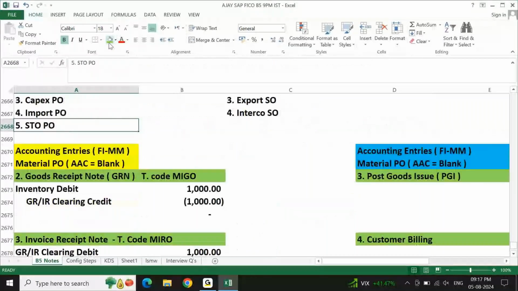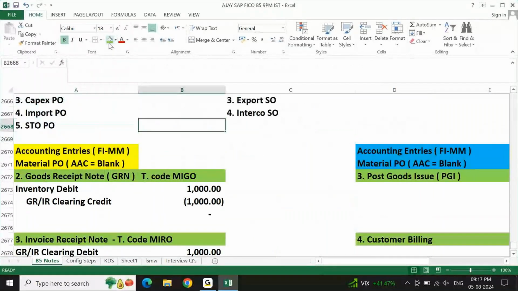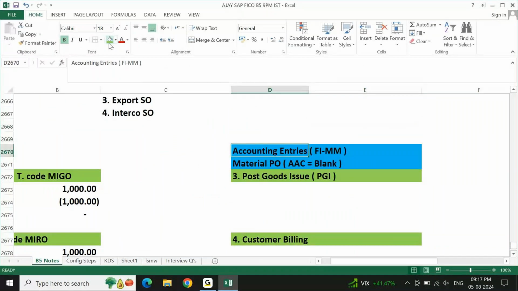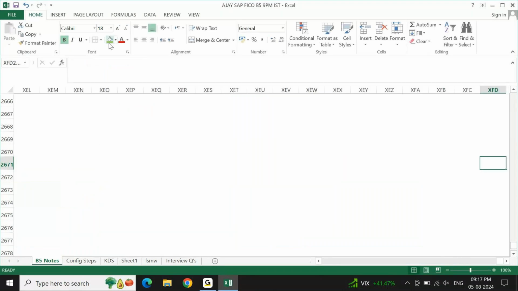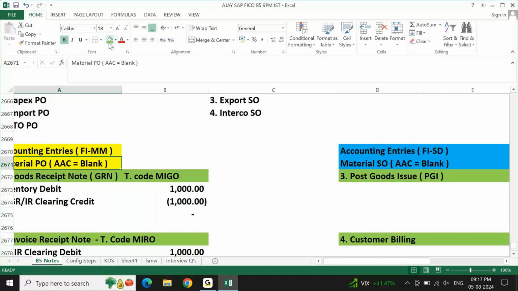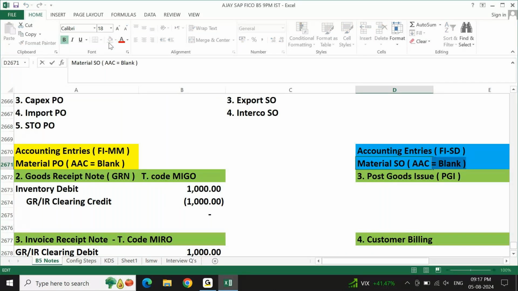Now let's go down. Okay. In this, if I update the first point, accounting entries in case of FI SD integration, this is a material sales order. There is no account assignment category here. Thus, I am removing it here. This is basically not applicable for SD. This is applicable only for MM. But I'm not removing that point. I'm just writing it as material sales order.